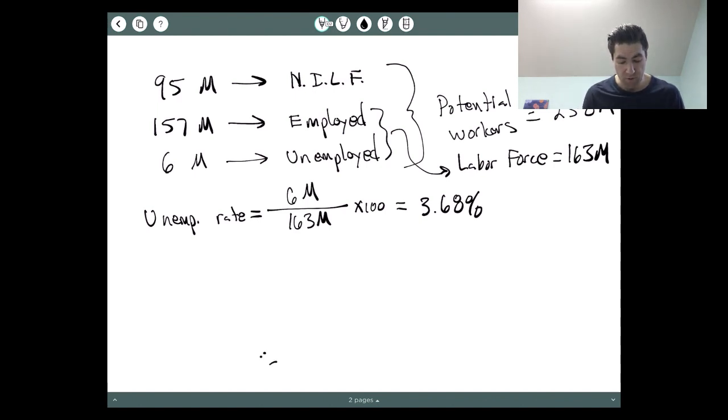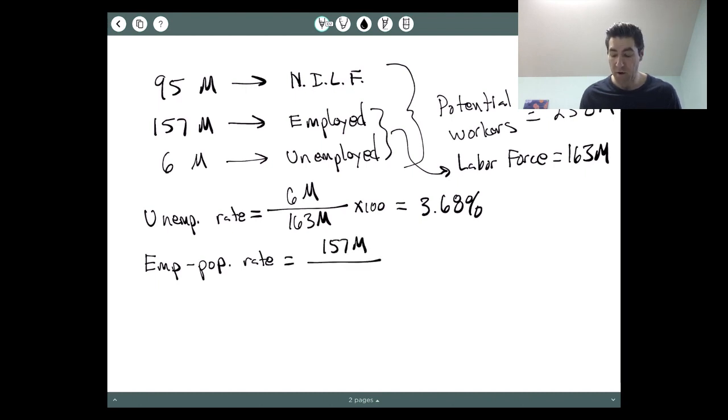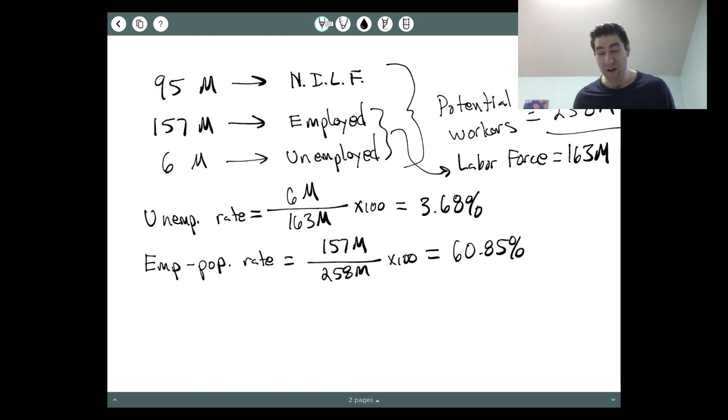So if we look at the employment to population ratio, we take the number of people employed, 157 million, divided by the potential workers, 258 million, times 100, and we get about 60.85%. So right around 61% of people who could be working are actually working. That's not extremely high historically, but not too bad either. Certainly much better than it was a number of years ago.